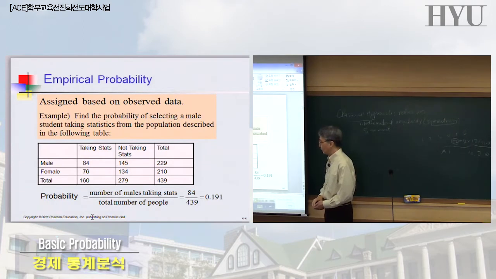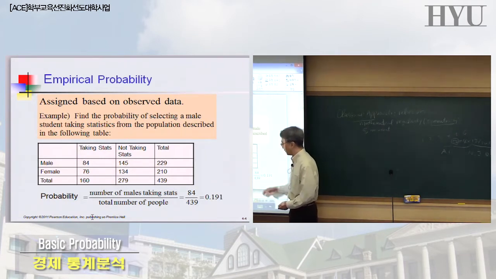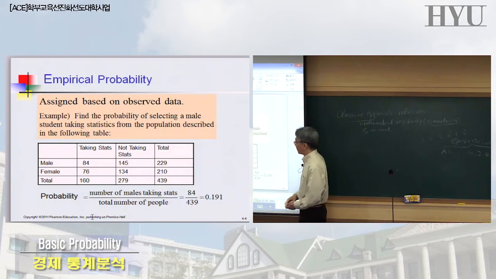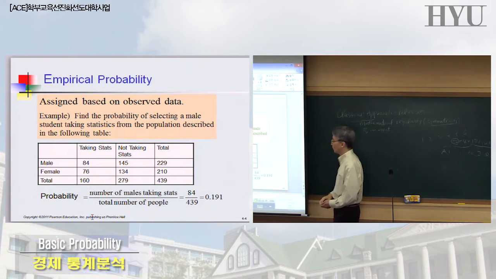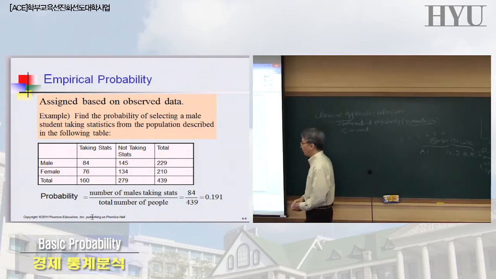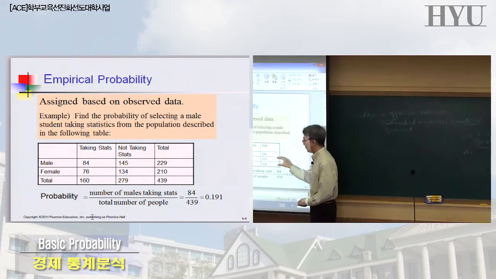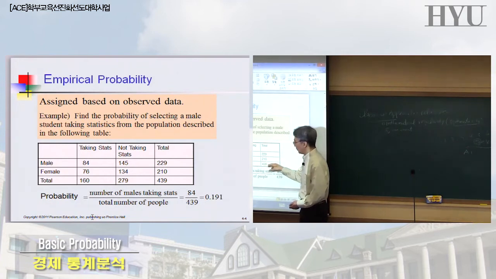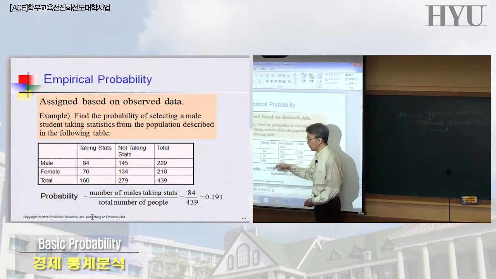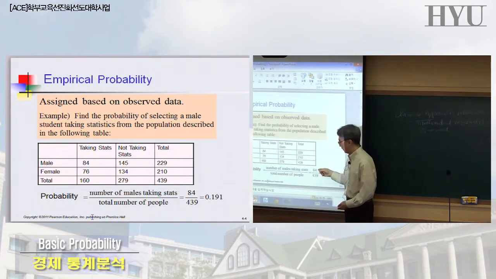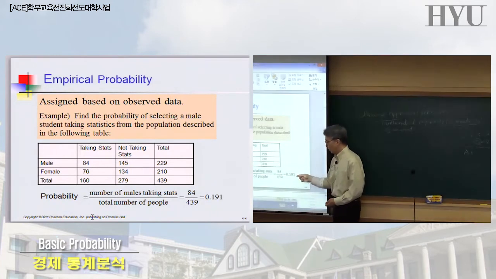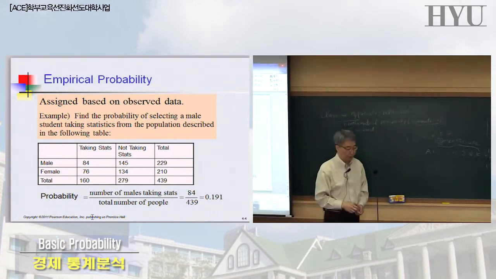So based on this, we can figure out the probability, whatever the probability may be. For example, the number of males taking stats, or find the probability of selecting a male student taking statistics from a population. Using this table, out of 439 total students, we have 84 male students who are taking stats. So we can simply divide 84 by 439, and we come up with 0.191.